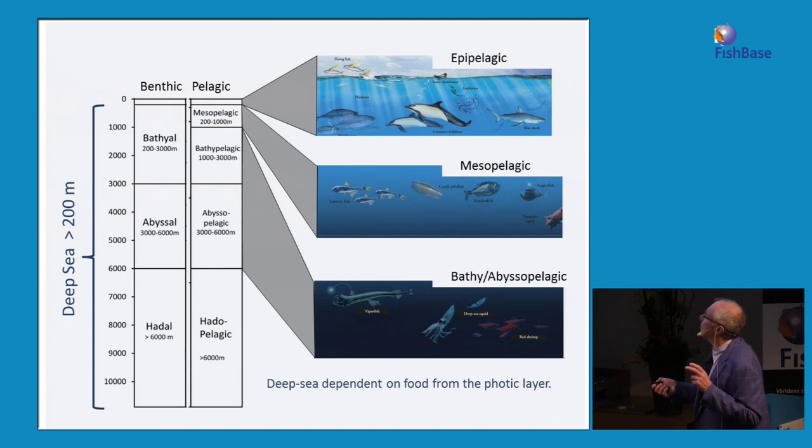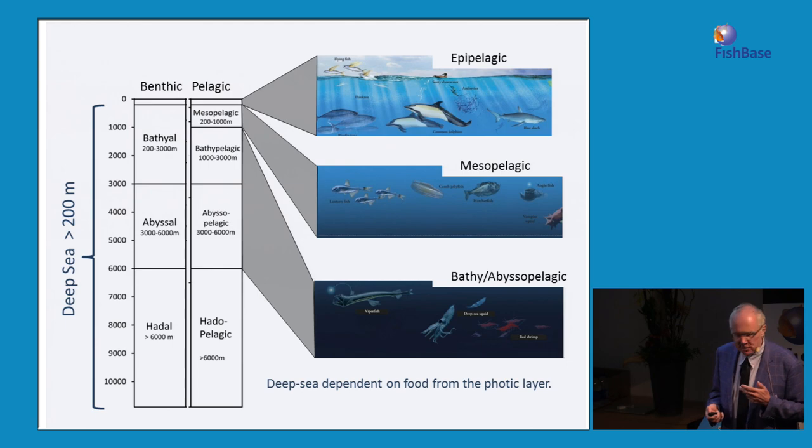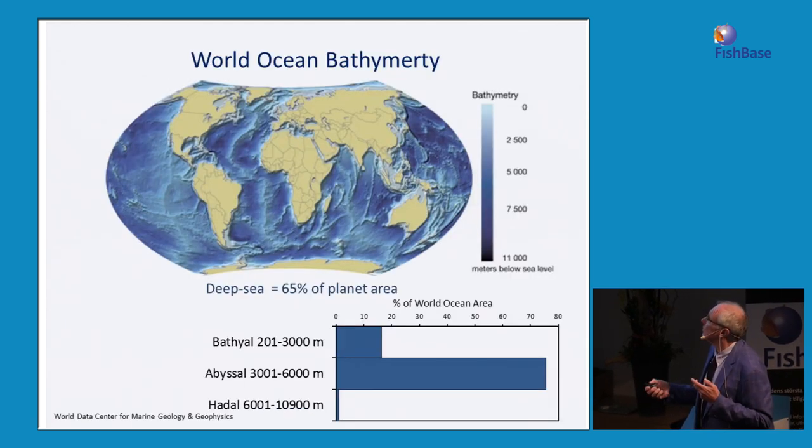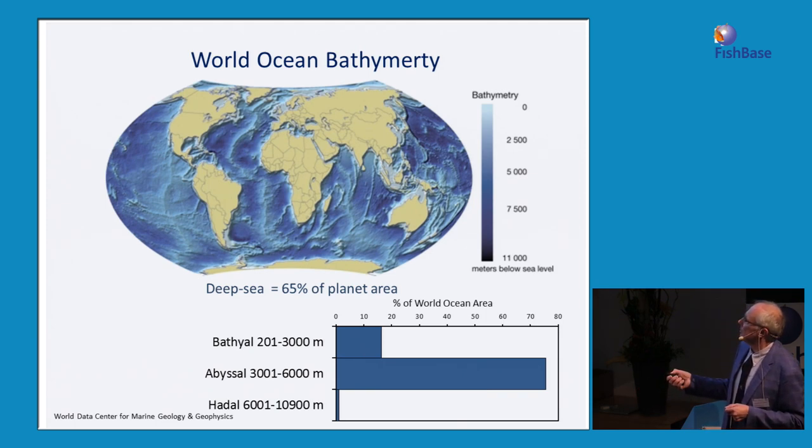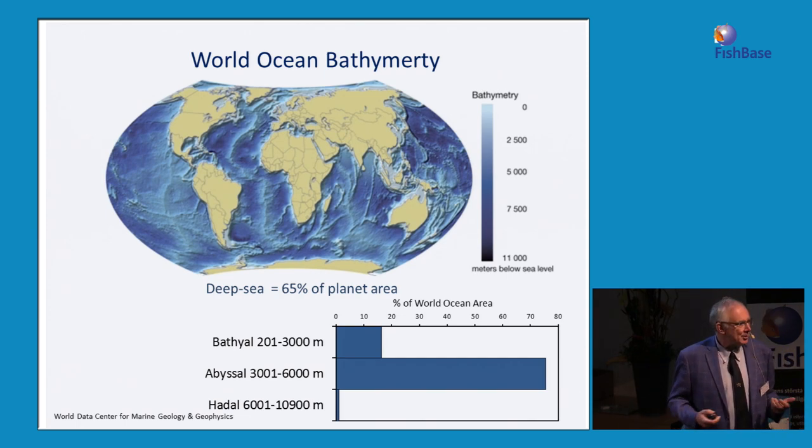And then those species that live deeper than 1,000 meters are living in total darkness, and we'll be hearing about the adaptations of those fishes. This is an enormous depth range and represents 65% of the planet area. And we can see that the abyssal zone between 3,000 and 6,000 meters is, in fact, the biggest environment on the planet.